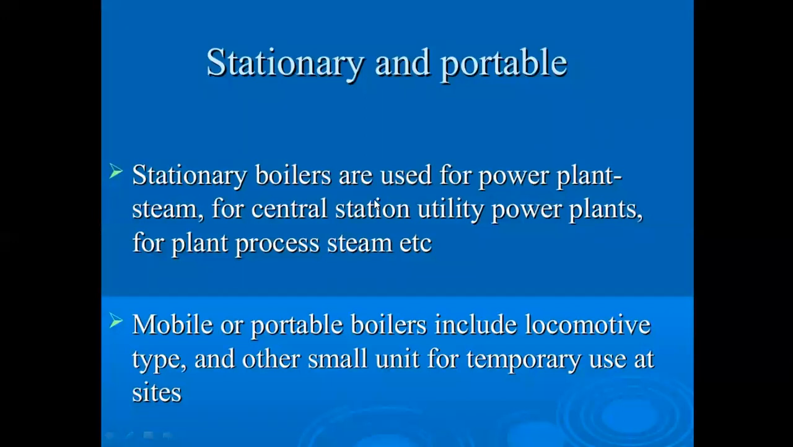Stationary boilers are used for power plant steam, for central station utility power plants, and for plant process steam. So stationary boilers are used in power plants and industrial units. Then mobile or portable boilers include locomotive type and other small units for temporary use at site. These are used in marine boilers and locomotive boilers.